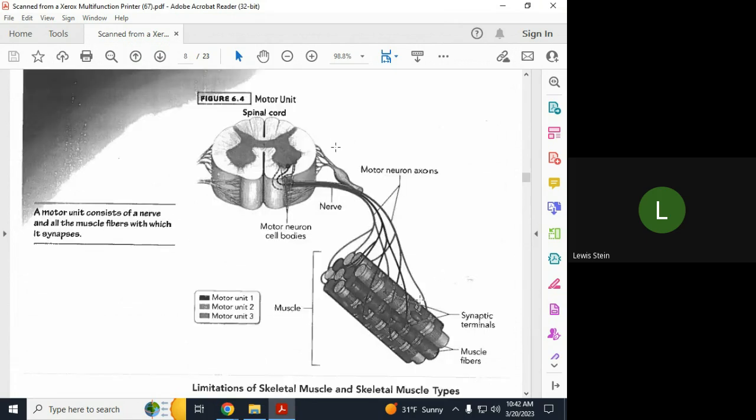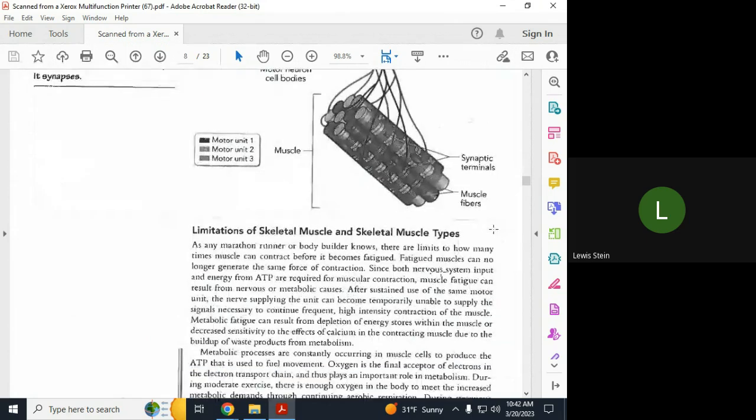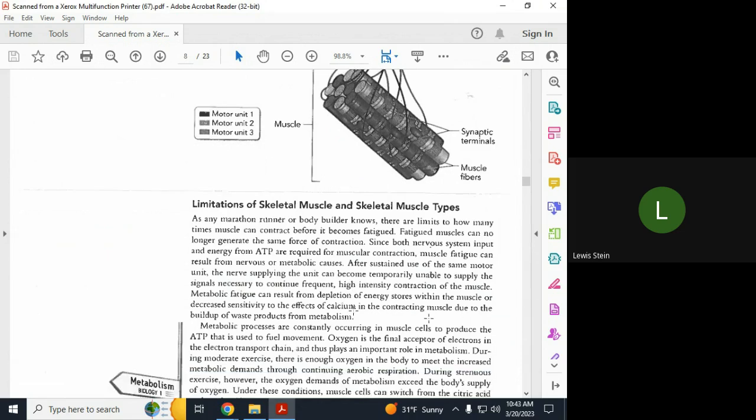So you can see they're looking at the nerves, the terminals, and the different motor units that are there. So the limits with regard to fatigue, we talked about that with the energetics. Required for contraction, fatigue can result from either nervous or metabolic issues. Sustained use of the same motor unit temporarily takes it out of commission. There are so many different factors, and again, we review that in those PowerPoints.